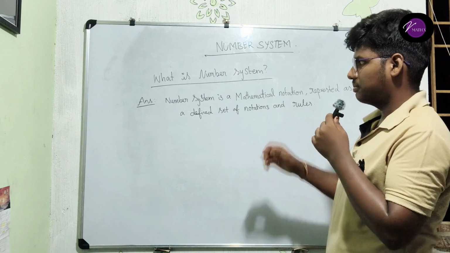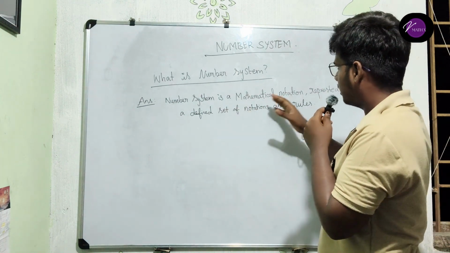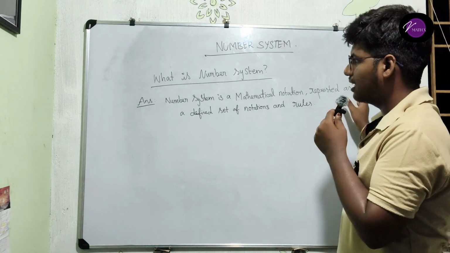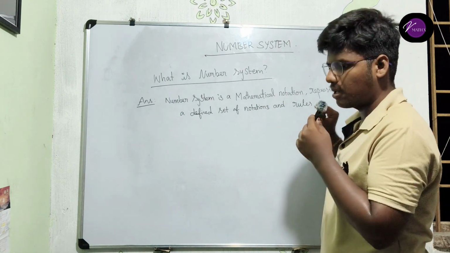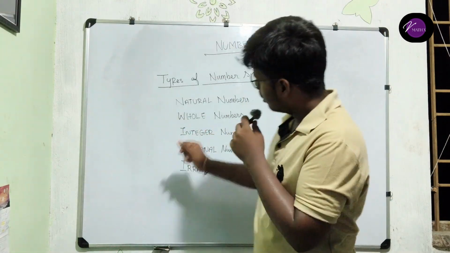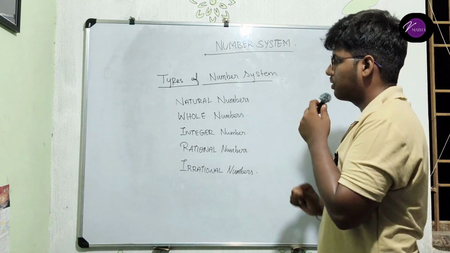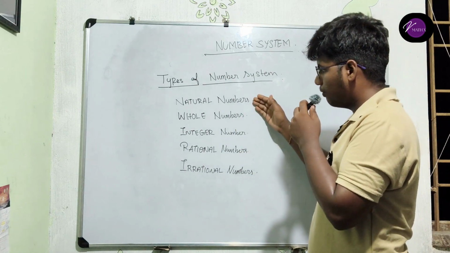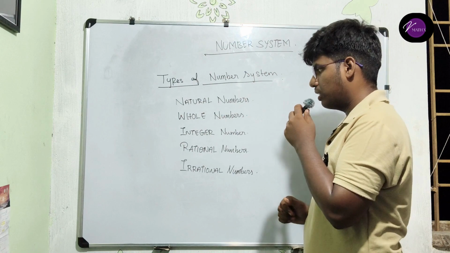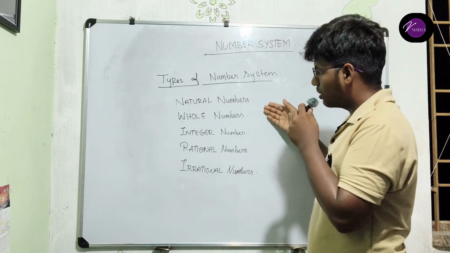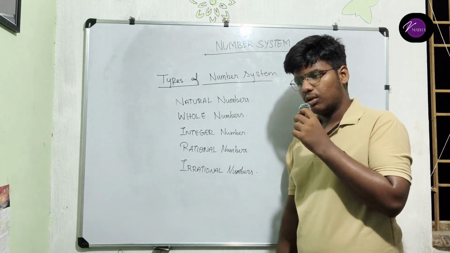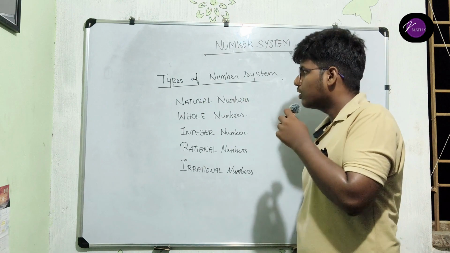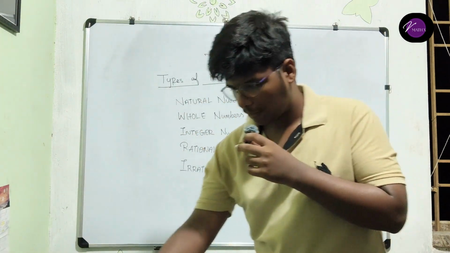What is a number system? A number system is a mathematical notation represented as a defined set of notations. Now we are talking about types of number systems. There are a few types of number system I wrote here: natural number, whole number, integer, rational number and irrational number. We will go one by one. First of all, we talk about the natural number.